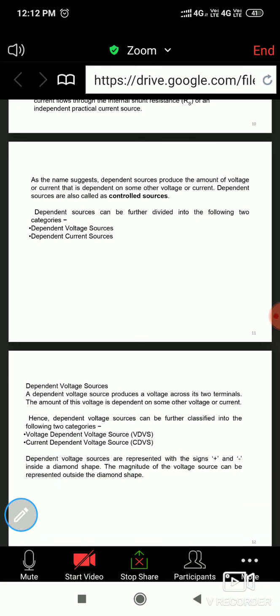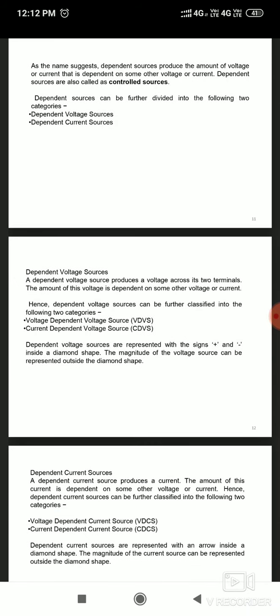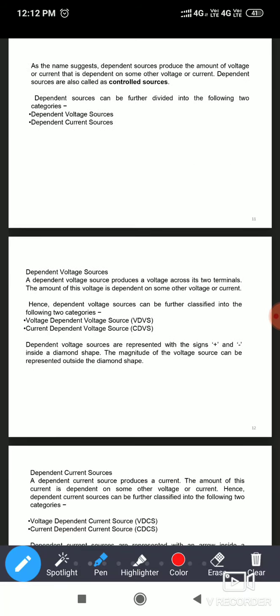So based on the voltage source and current source, we are classifying the dependent sources. First of all, we have seen the dependent voltage source and dependent current source. And after that, in voltage source there were two types. One is voltage dependent voltage source, and the other is current dependent voltage source. So I will draw the symbol.